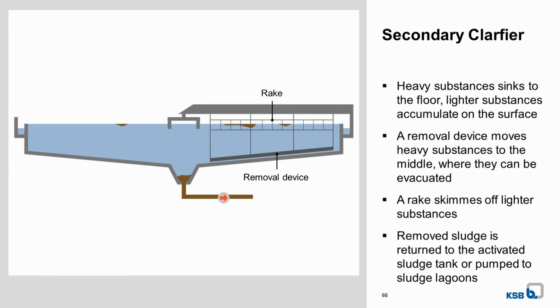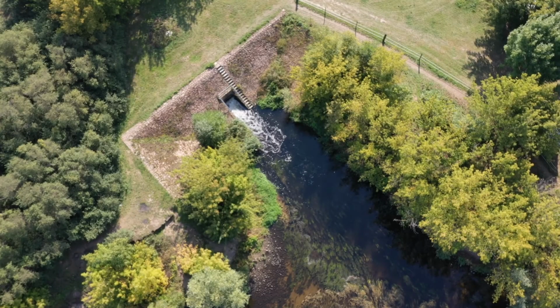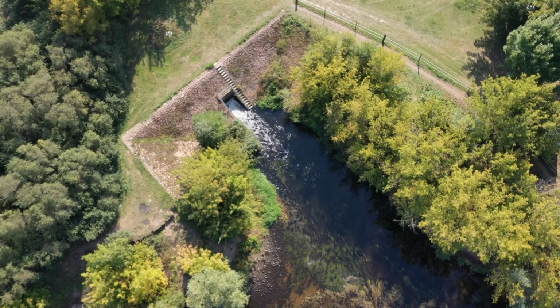The removed sludge is either returned to the activated sludge tank or pumped to sludge lagoons. The clarified water finally flows out of the tank via a drain channel. Everything taking place in biological treatment generally also occurs in nature. The only difference is that in wastewater treatment plants, the processes are carried out on an industrial basis.